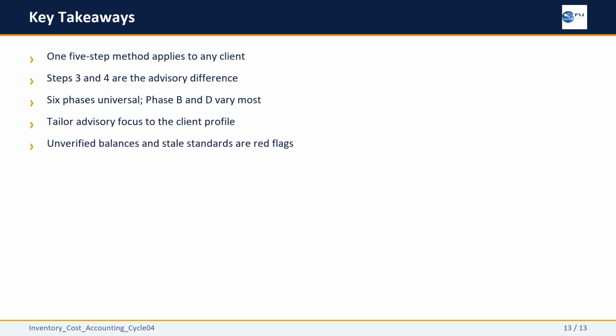Let's bring it together. You now have one repeatable 5-step method that works for any inventory holding client, and you understand that steps 3 and 4, the cost accounting steps, are what separate advisory from bookkeeping. Remember that the 6 phases apply universally, but Phase B and Phase D vary most by business type, so you tailor your focus to the client's profile, whether they're a trader, a manufacturer, or an importer. And keep your eyes on the warning signs, unverified balances, and stale standards. Next, we'll put all of this into practice with worked failure cases and fixes.